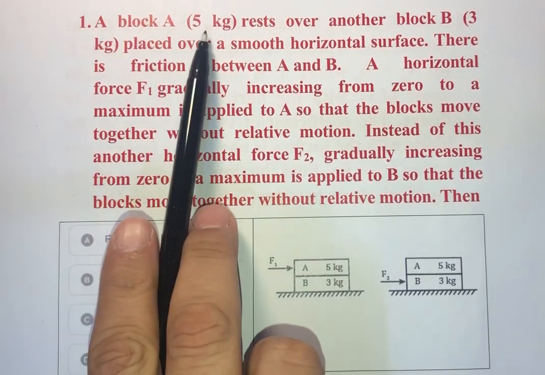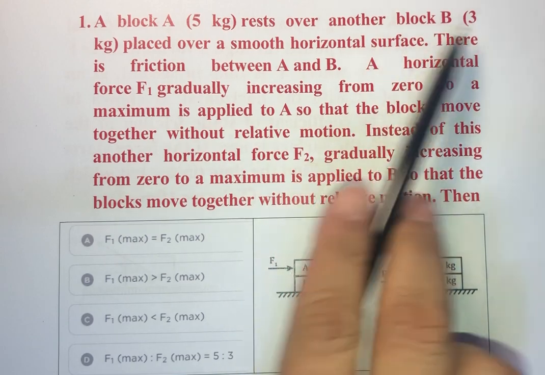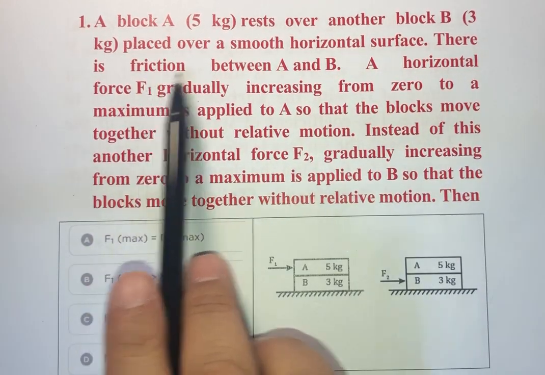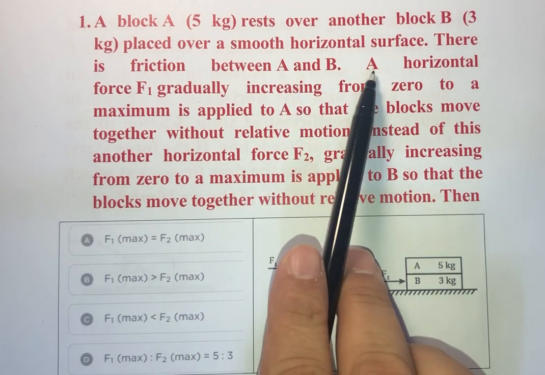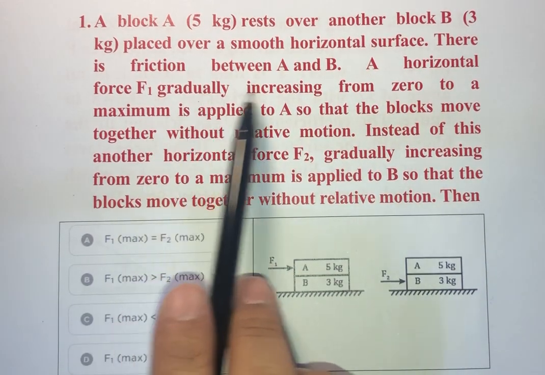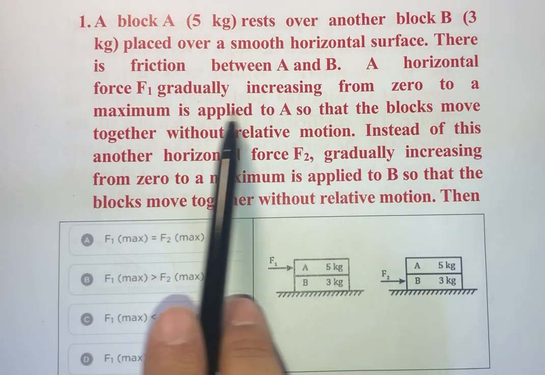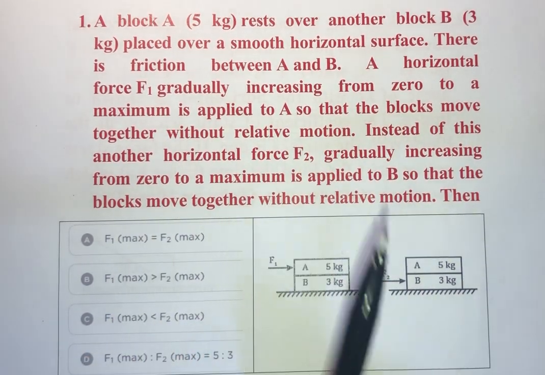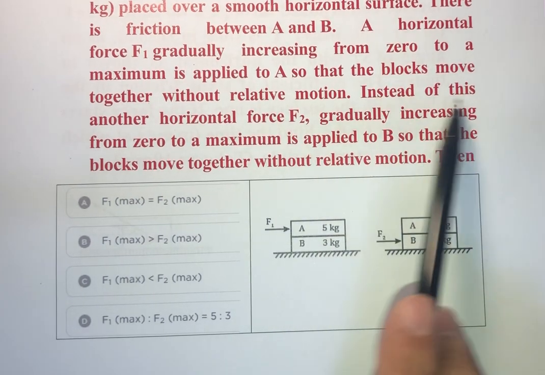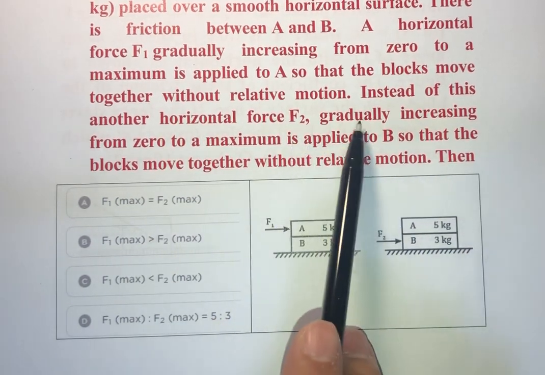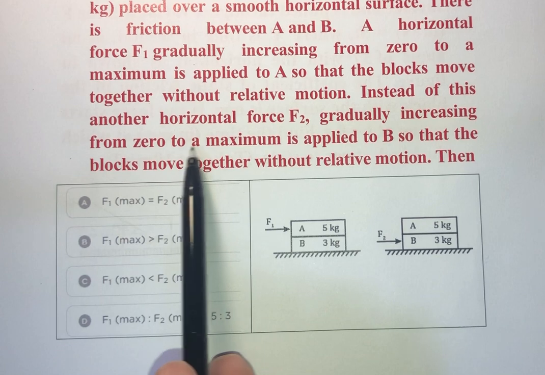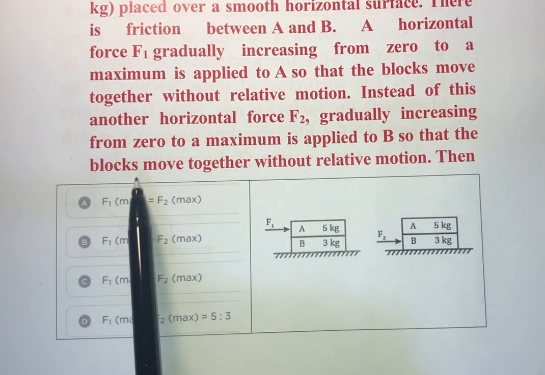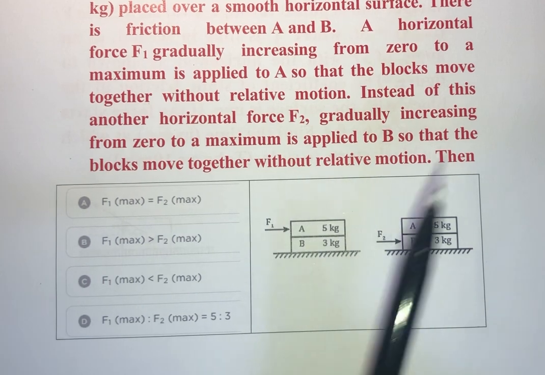First is on block A of 5 kg resting over another block B of 3 kg placed over a smooth horizontal surface. There is friction between A and B. A horizontal force F1 gradually increasing from 0 to a maximum is applied to A so that the blocks move together without relative motion. Instead of this, another horizontal force F2 gradually increasing from 0 to a maximum is applied to B so that the blocks move together without relative motion.